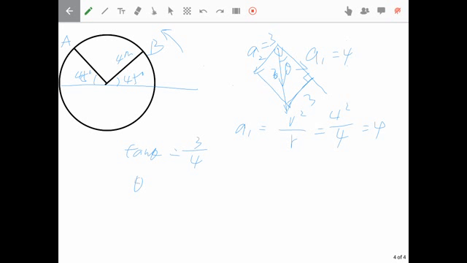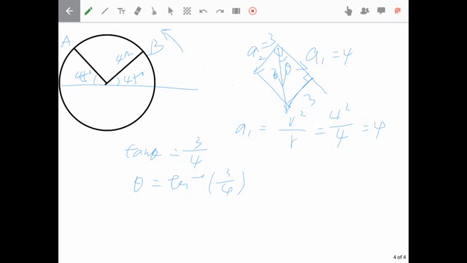Then feet should equal 10 minus 1, 3 and 4, and just calculate. Yep. It's 0.75, 10 minus 1.